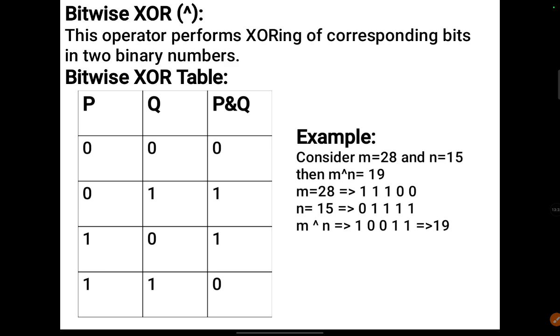M is equals to 28 and n is equals to 15, then m XOR n is equals to 19. In this form, the binary form of 28 is 1 1 1 0 0, the binary form of 15 is 0 1 1 1 1, and by that we get 1 0 0 1 1. It is the binary form of 19.